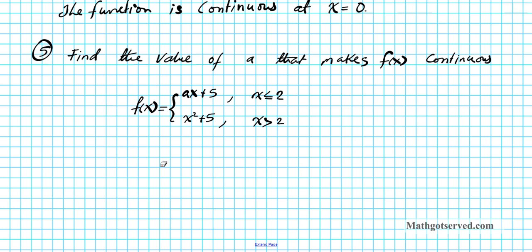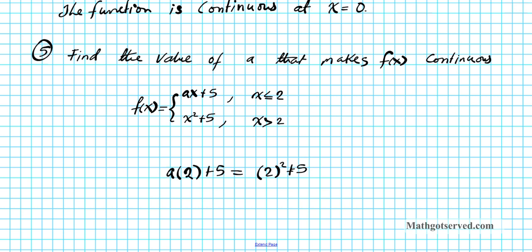So the function is continuous. We know that the left and right hand limits are going to be the same, and since 2 is included in the left hand function, then that also covers the whole idea of the function being defined at that value. Okay, so let's do it. So all you simply do is plug this value into these two functions and set them equal to each other. Okay, so we're going to do, let's see, a times 2 plus 5. It has to be equal to 2 squared plus 5.